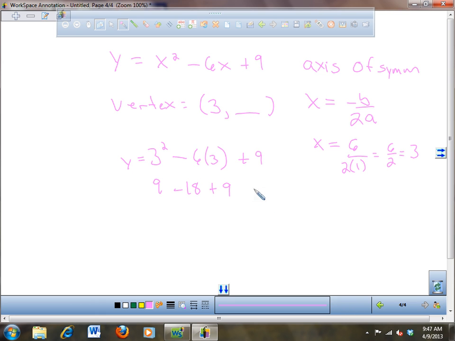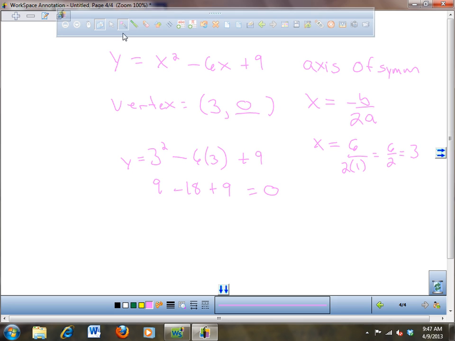Ooh, that's an easy one. What does that come out to be? What's 9 minus 18 plus 9? What's 9 plus 9? What's 18 minus 18? 0. Okay? So I know that the vertex of this parabola goes through the point 3, 0. Alright? It's not that hard. Is this hard? It's kind of easy.